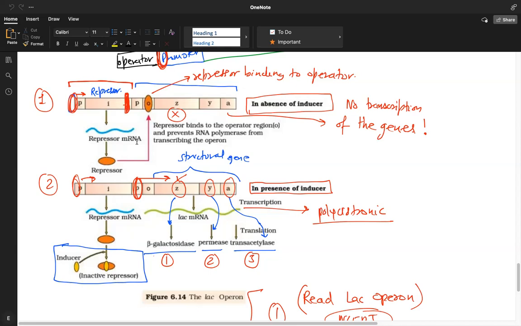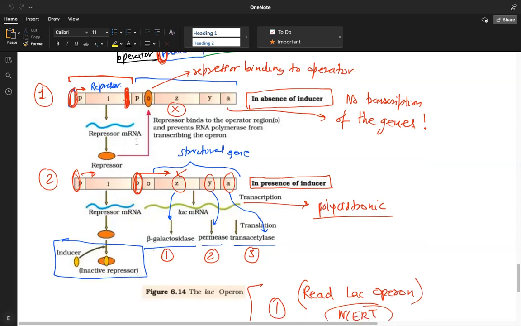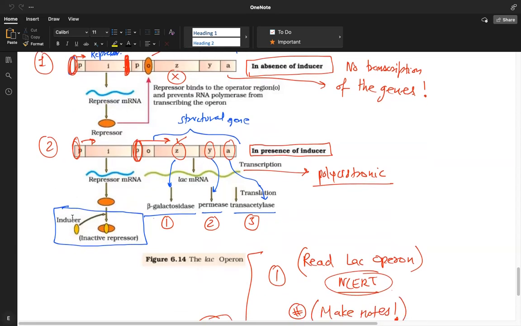Now, if you want to do transcription and translation, then what you can do is, in the presence of an inducer. So inducers are molecules which are present in the surroundings, which give a signal or a cue. So whenever these inducers are present, for example, in this case, it is lactose. So if lactose is present in the environment, then these genes are required. Okay, so lactose goes and binds to the repressor itself, inactivates the repressor so that it can no longer go and bind to the operator.